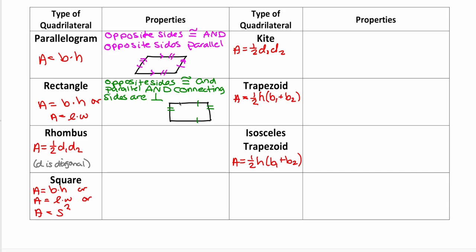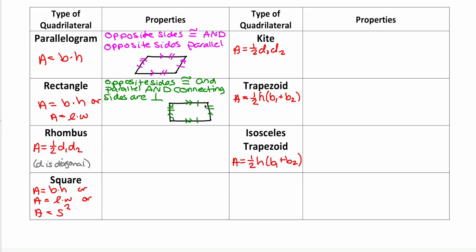Opposite sides are parallel, so the top and bottom are parallel. I'm going to put two arrows on the top and bottom. And then the left and the right are parallel, so I'm going to put one arrow on the left and one arrow on the right. And connecting sides are perpendicular. The symbol or the marking for perpendicular are the right angle markings, which are the squares in the corners.